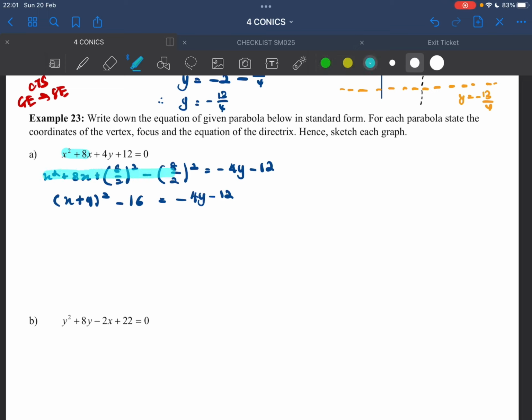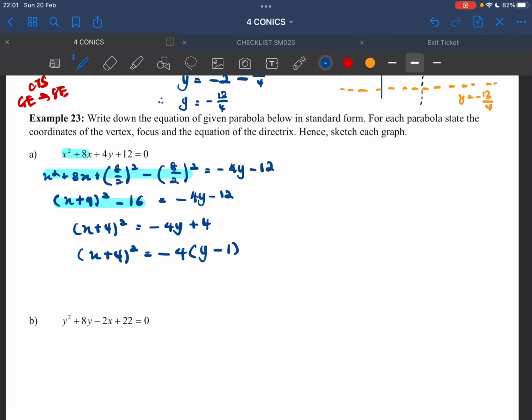Here is the blue part that you have to do completing the square on. Now negative 16 we are going to bring to the other side. So here we have x plus 4 squared equals negative 4y, negative 12 plus 16, we get plus 4. You can see that we already have the standard equation, but the standard equation has to have y here. So what we can do is just factorize negative 4. So we have y minus 1. In the standard equation, this one has to be 1, this one has to be 1.